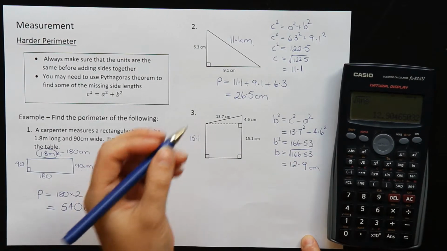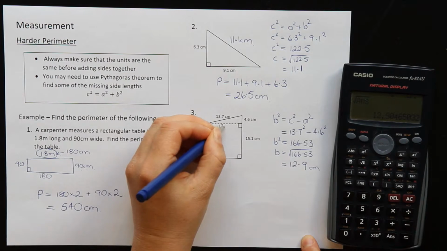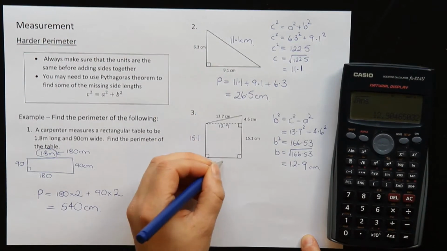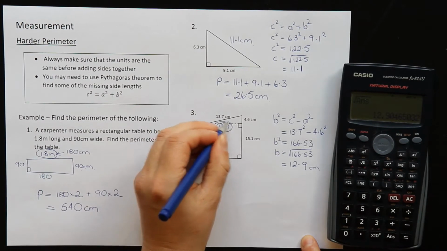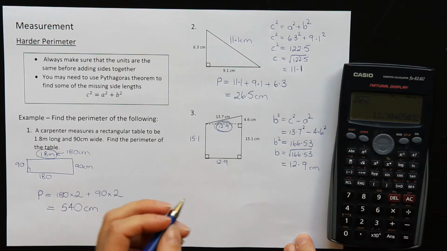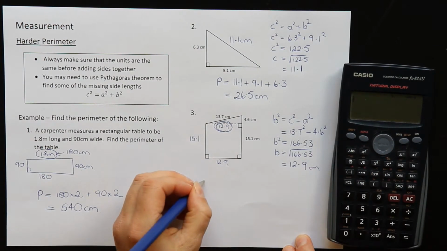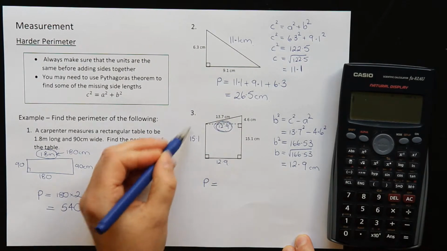So it's not a square, it is definitely a rectangle. This side here is 12.9, which means that this side is 12.9. Now this one here won't actually count in the perimeter, but it helped us find this one down here. So now let's write down what our perimeter is equal to. Let's start at the top and go around in a loop.